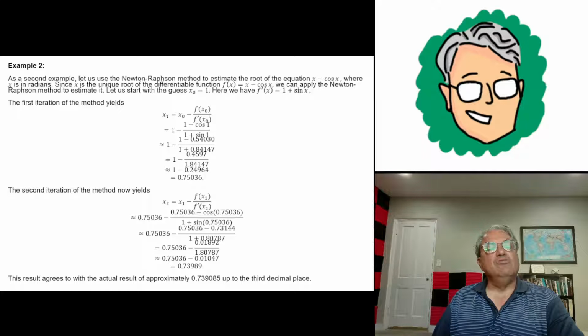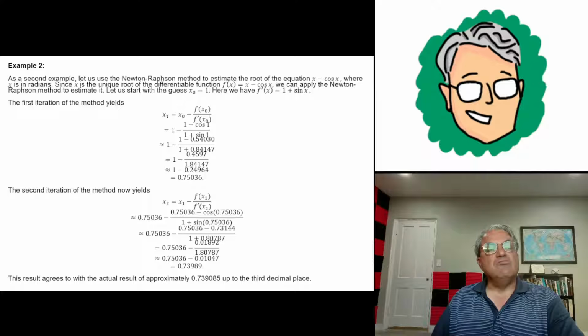And when we plug in the numbers, I'm not going to go through all the steps here, but when we plug in the numbers and simplify, we get approximately 0.75036. That's a better estimate. That's a much better estimate than 1. But let's just apply this method one more time to get an even better estimate.